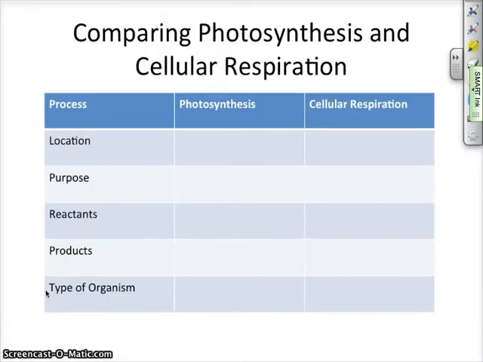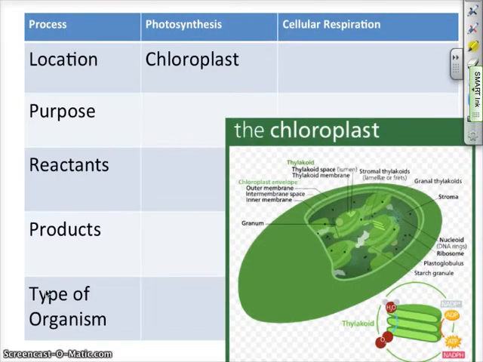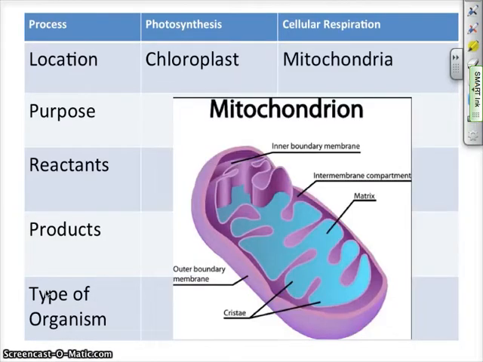So if we compare these 2 processes, there are a few things that are important to consider. The first is their location. Where does photosynthesis happen? It happens in the chloroplast. Remember, those are the green little organelles inside of plant cells. How about cell respiration? Where does that occur? Mitochondrion. Remember, the mitochondrion has that kind of squiggly shape inside, and those are located in both plant and animal cells.